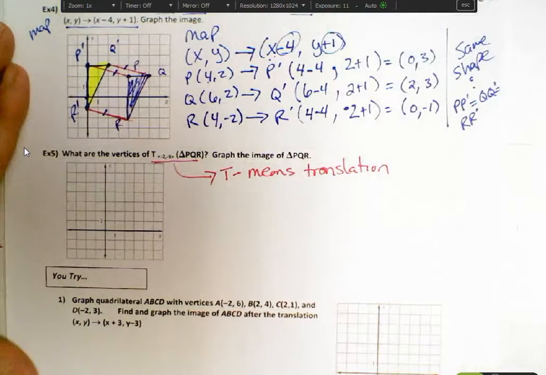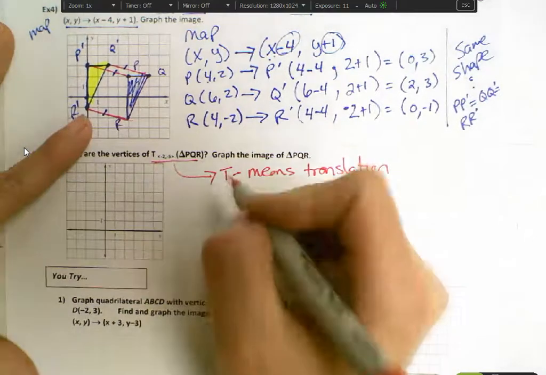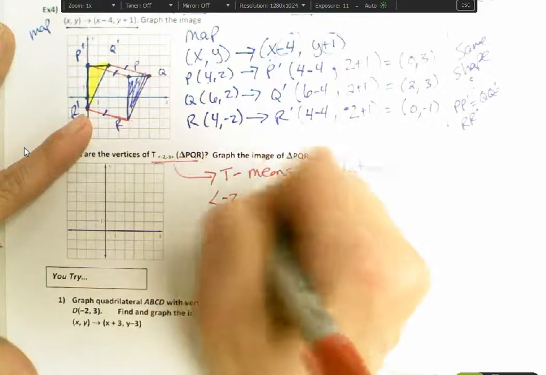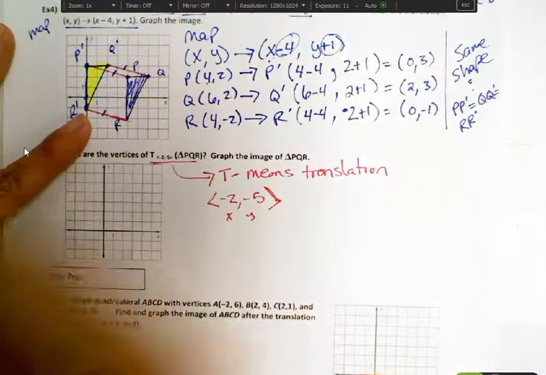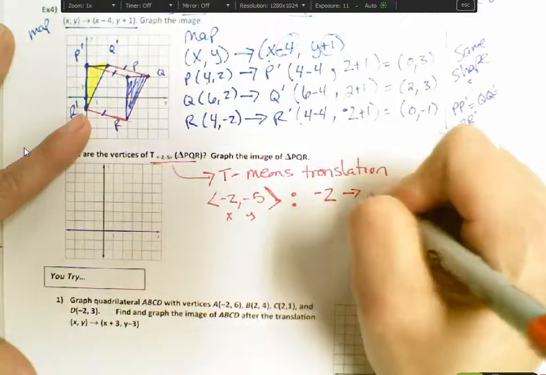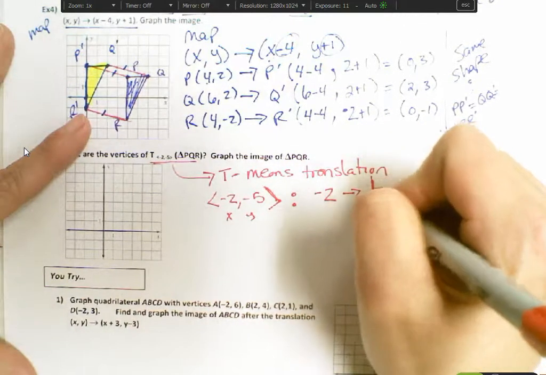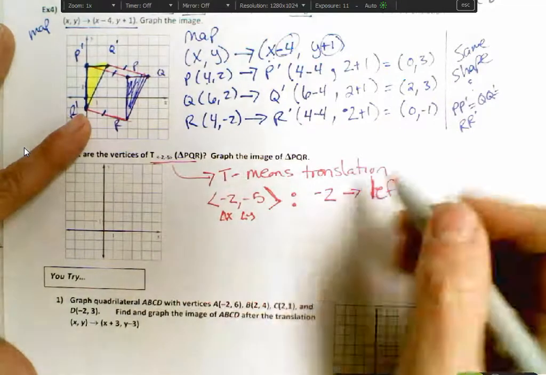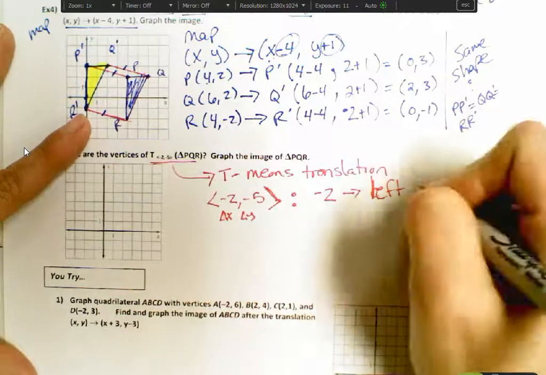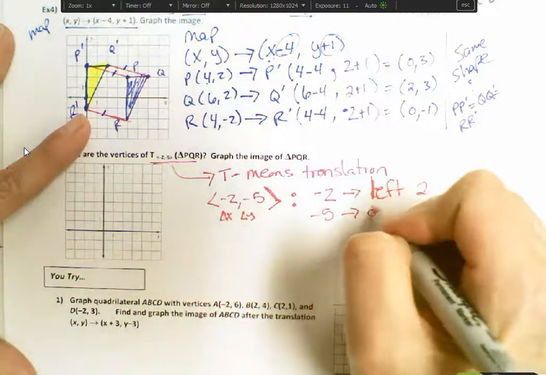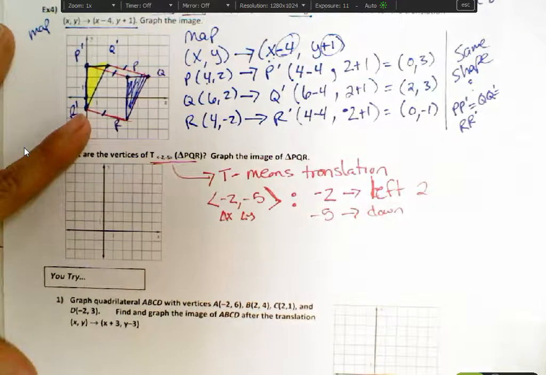So we should just see a movement, no rotation, no shrinking, no flipping, any of that. And then this vector, -2, -5, is an XY. That vector means -2 means left, because that's my change in my X and the change in my Y. So left is the -2. -5 implies negative, which means down, because my change in Y is an up and down, 5.